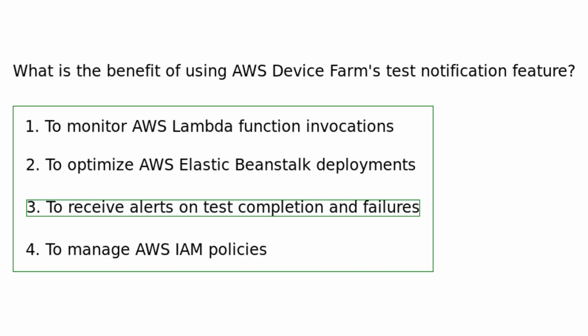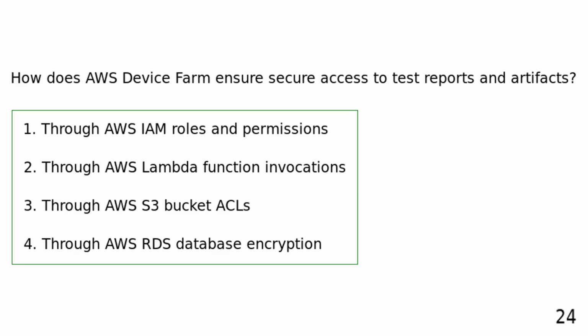AWS Device Farm's test notification feature sends alerts to developers on test completion and failures, allowing timely action and monitoring of testing activities. How does AWS Device Farm ensure secure access to test reports and artifacts?